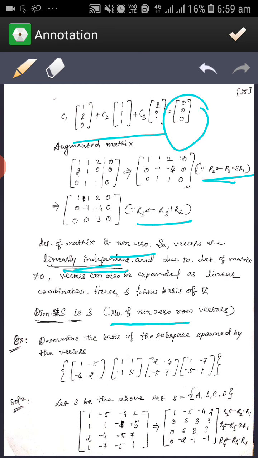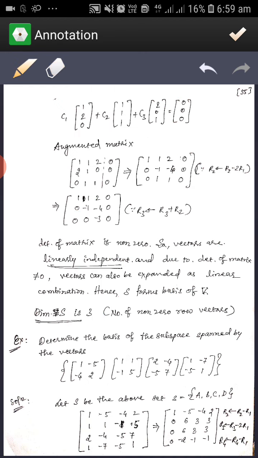We can say the dimension is the number of non-zero row entries. How many non-zero rows are there? 1, 2, 3, all are non-zero. So we can say that the dimension is 3. You can also find the number of basis vectors by considering the b vector as b1, b2, b3. If there are 3 basis vectors, then the dimension is also 3.